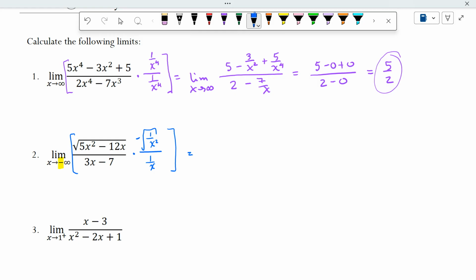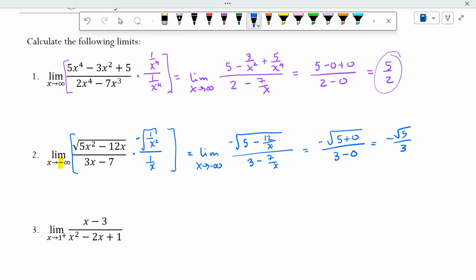So then what I've got is the limit as x approaches negative infinity. In the numerator, I have the negative of the square root of 5 minus 12 over x, all under the square root. And in the denominator, I have 3 minus 7 over x. And now when I substitute in, I get the negative square root of 5 plus 0 over 3 minus 0.